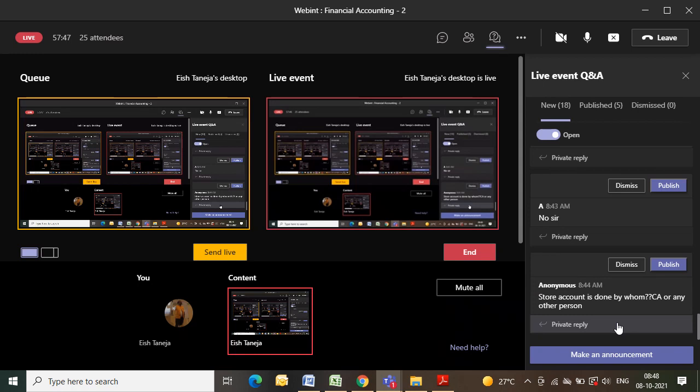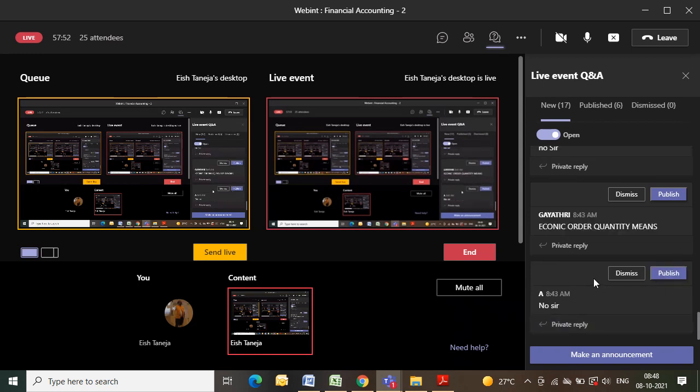Question is, store accounting is done by whom? CA or any other person? A store accounting is done by... CA has got no role. Store accounting is done by the factory or the units. So any manufacturing unit must have a store department, and basis that store department, they book the inventories. They manage the inventories and they control the inventory also. CA can only check, but ultimately it is done by the factories or the manufacturing units.